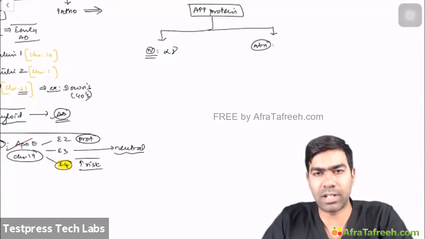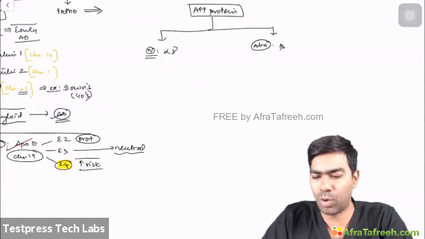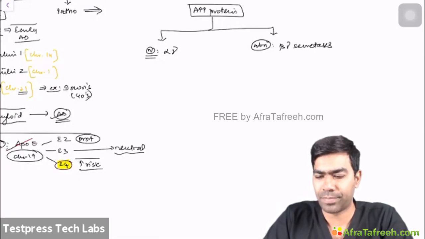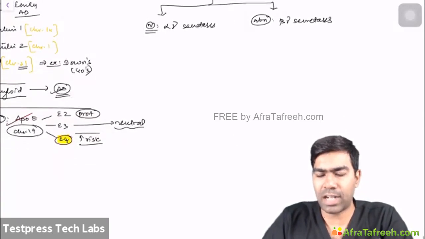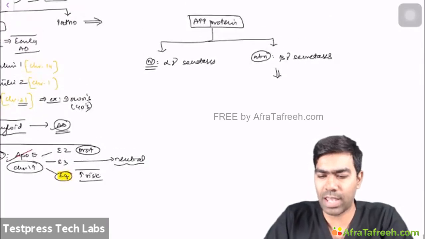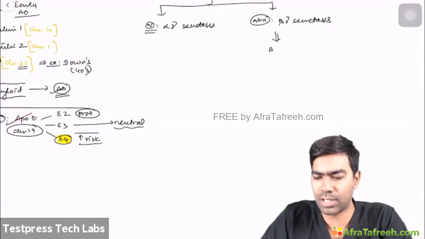Alzheimer's disease patients are concerned, this APP protein will be more cleaved by the beta and gamma secretases. These beta and gamma secretases are the ones that are going to result in the formation of A-beta amyloid from amyloid precursor protein, not the alpha and gamma secretases. So these are the ones that are going to form A-beta amyloid.